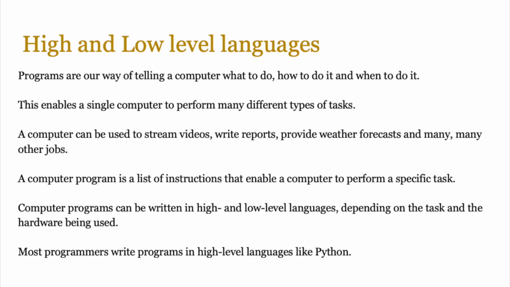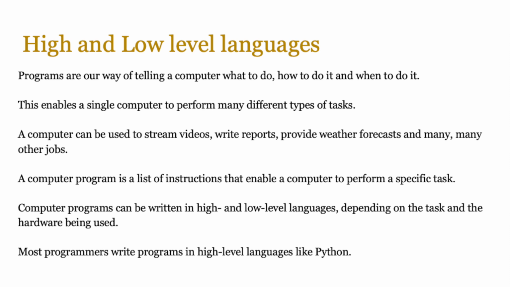Programs are our way of telling a computer what to do, how to do it, and when to do it. This enables a single computer to perform many different types of tasks. A computer can be used to stream videos, write reports, provide weather forecasts, and many other tasks that it normally does. So what is a computer program? Well, it's a list of instructions that enable a computer to perform a specific task. And these can be written in high and low level languages depending on the task and the hardware being used.